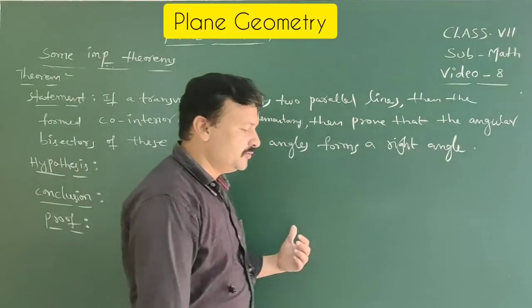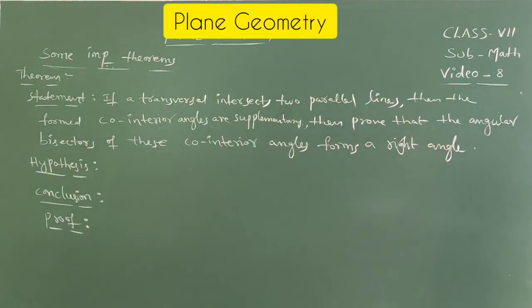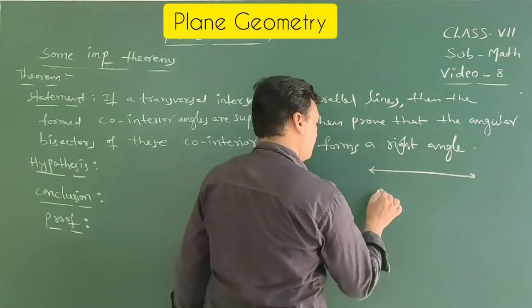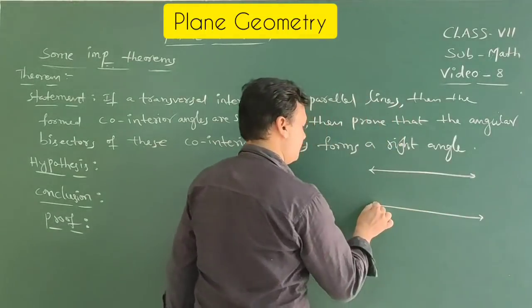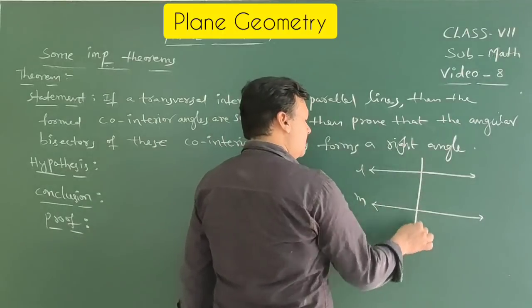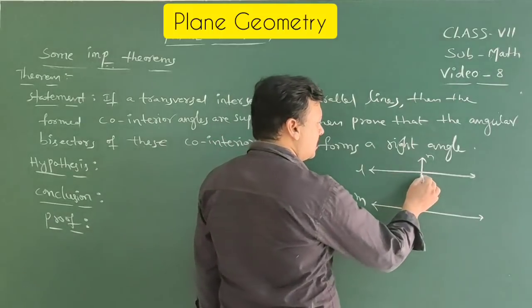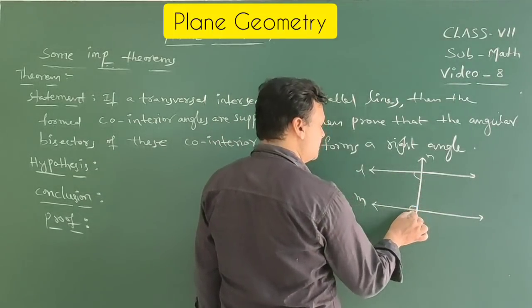In the previous cases, we proved they are parallel. But in this one, we need to prove they form a right angle, meaning they are perpendicular lines. In the previous cases, parallel lines. Now we need to prove they are perpendicular. If they are perpendicular, a right angle forms. So L is parallel to M and N is a transversal. Now here are the co-interior angles between these two.